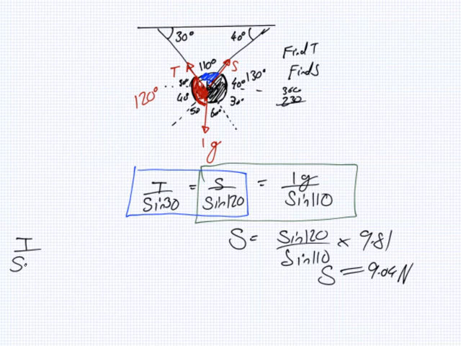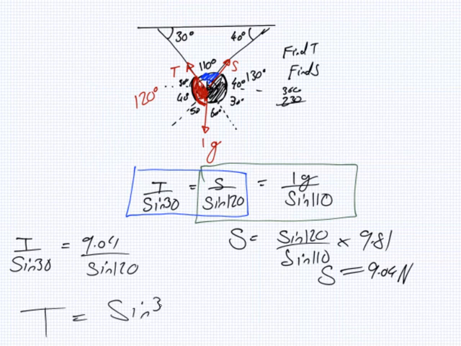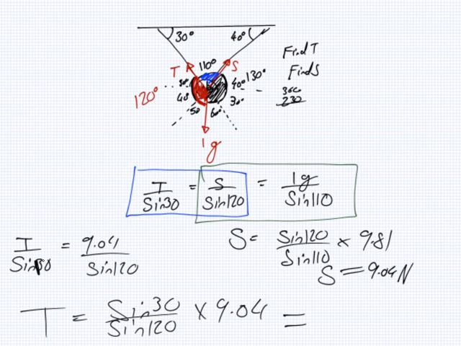Now, if I take this one with this one, I can say T over sine 30 equals 9.04 over sine 120. So now I have the T. T is sine 30 over sine 120 times 9.04. Well, 130, thank you.